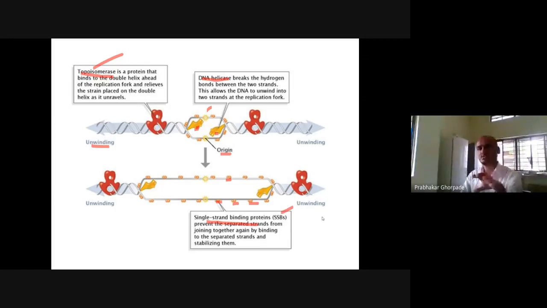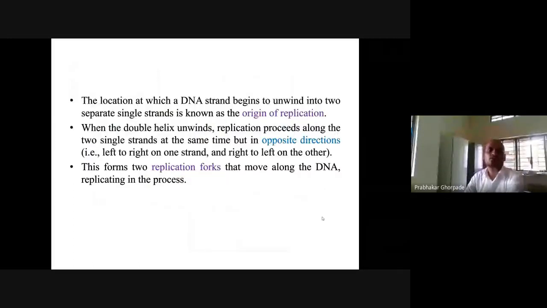Okay. So how the origin is happening, how DNA helicase is playing its role, how topoisomerase is playing its role, and how the single-stranded binding protein, SSB, as we call it in capital letters, is playing its role, and how they stabilize these separated strands. The location at which DNA synthesis begins to unwind into two single strands is called the origin of replication. When the two strands unwind, replication proceeds around the two strands at the same time but in opposite directions. So we already saw it is proceeding in this direction also and this direction also. And the origin at which it is happening, we call the origin of replication.